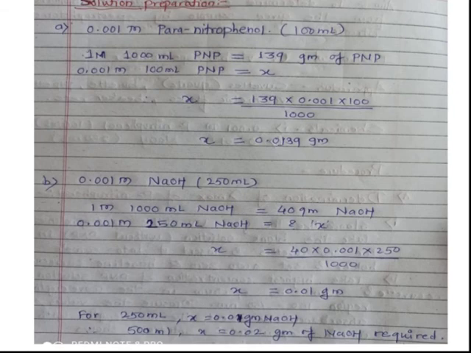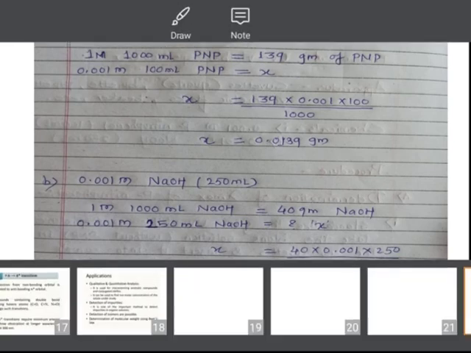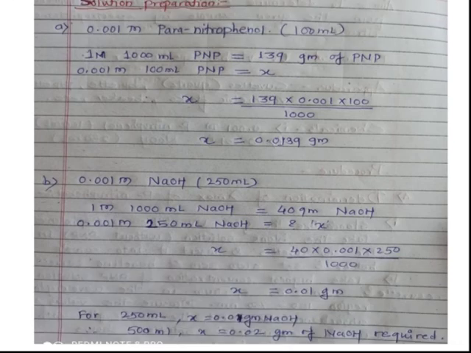So just do multiplication. X is equal to 139 into 0.001 molar into 100 ml divided by 1000. After calculating these terms on calculator, the value of X comes 0.0139 gram. So we have to weigh 0.0139 gram of para-nitrophenol and dissolve it in the solvent sodium hydroxide. Here the sodium hydroxide is used as a solvent.